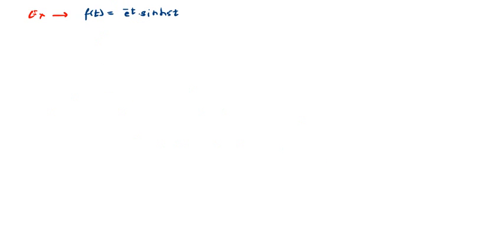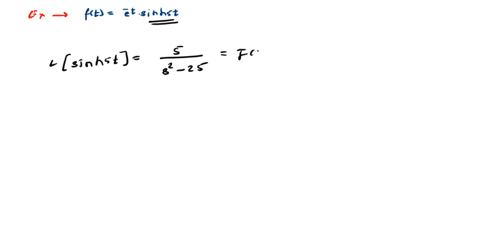Okay, next example. Again identify what is f of t. In this case, this is a first shifting theorem example. So this is f of t. Firstly calculate the Laplace transform of hyperbolic sine 5t. We know its Laplace transform is 5 upon s square minus 25, that is 5 square. So this is nothing but f of s.